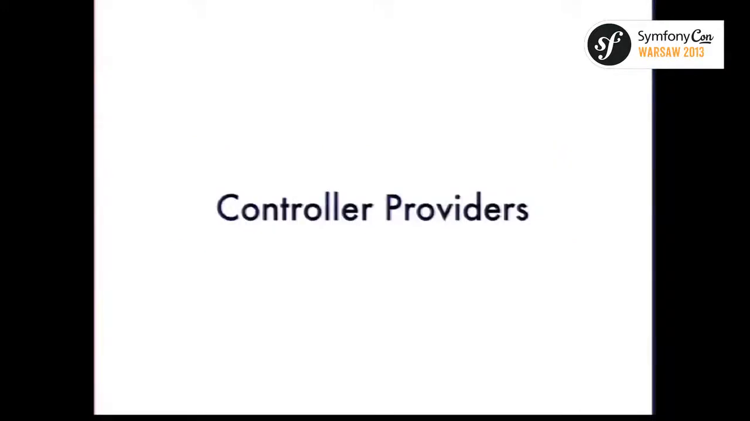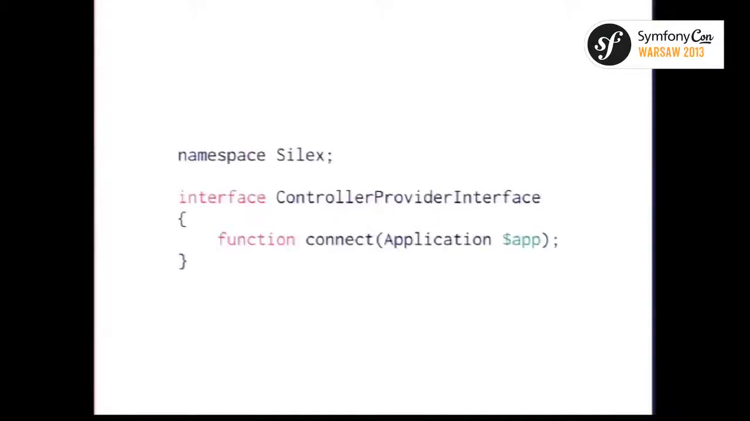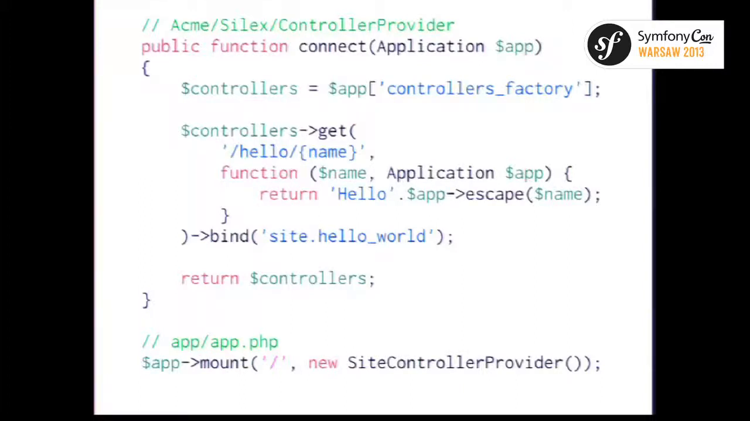So, similar to service providers, we can have controller providers, and these are specifically for registering controllers. And you could compare these to your routing.yaml or XML, whatever you do in the full stack framework. And again, having one controller provider for your whole application to get started is good, but later on you might want to split them up. Really simple interface, connect, and get passed the application. And Silex expects you to return a controller collection. The easiest way to create one of those is to use the controllers factory service on application. You then mount your controllers just like the hello world, and then you return that controller collection.